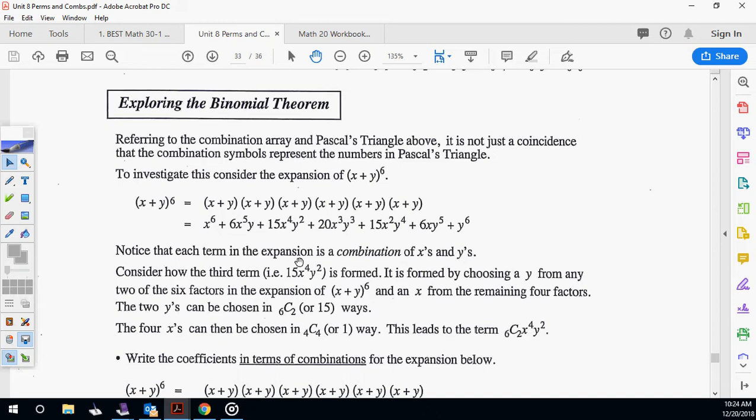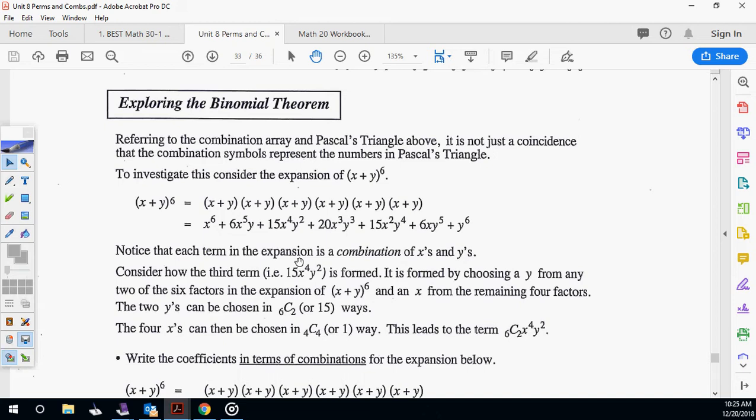Now here's the other part that's really interesting. Well, what do you think 6 choose 4 is? It's also 15, right? It's the other side. 6 choose 2 and 6 choose 4 are those symmetrical pieces. So they're both 15s. That's why it's got the coefficient of 15 for the binomial theorem, okay? So the 4 x's can be chosen by 4 choose 4, or 1, which gets you 6.